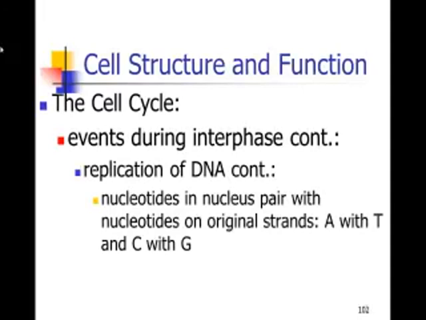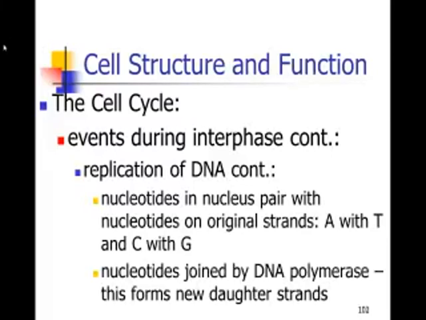There are nucleotides within the nucleus, and the nucleotides are adenine, thymine, cytosine, and guanine, and they are like raw materials that can be incorporated into the new DNA strands. And so there are these purines and pyrimidines. They're joined by an enzyme called DNA polymerase, and you can tell it's an enzyme because it has ASE at the end of its name, and that's going to form the new daughter strands.